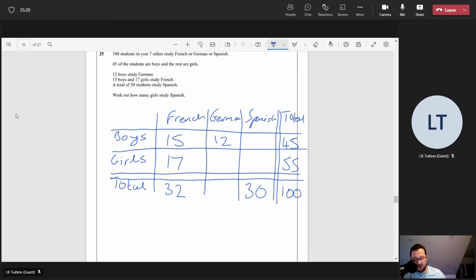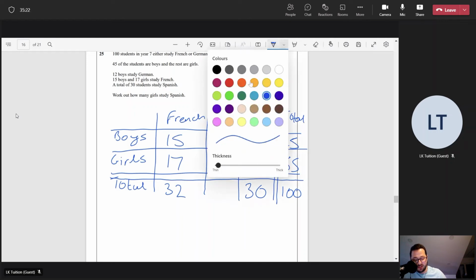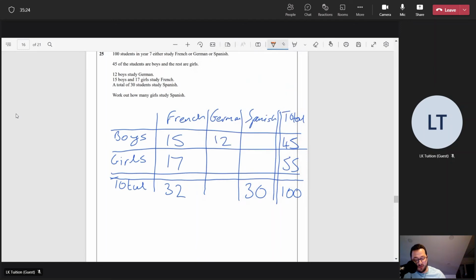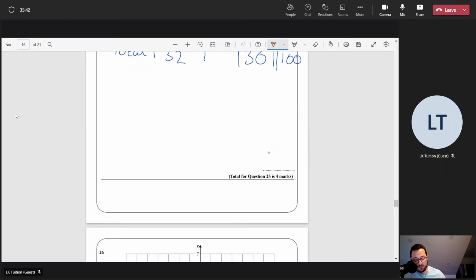All right then, so that's all the information I've figured out so far. But if we look at this boys section, we've got 45 altogether, and we've got 15 and 12, which is 27. So to make that 45, we want that to be 18. And then for girls and Spanish, which is what we want, 18 plus 12 is 30. So 12 girls study Spanish.